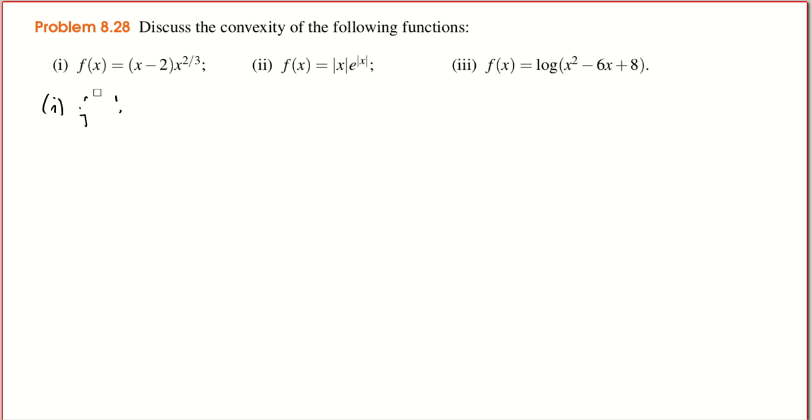One way to write this is we can split this as x to 1 plus 2/3, which is equal to 5/3, minus 2 times x to 2/3, right? And then if we take the derivative of this expression, then this is equal to 5/3 x to the 2/3, minus 4/3 times x to the minus 1/3, right?